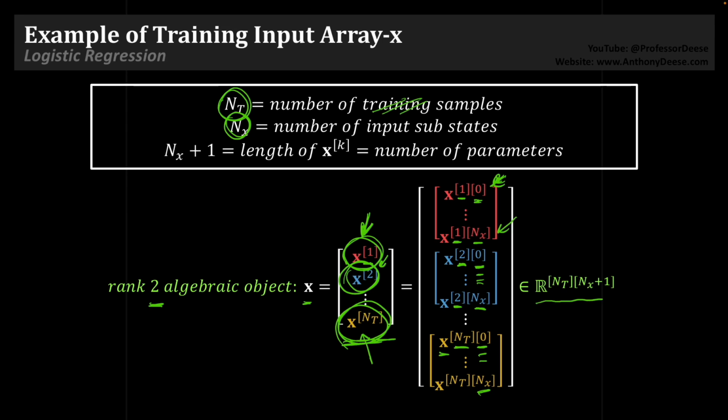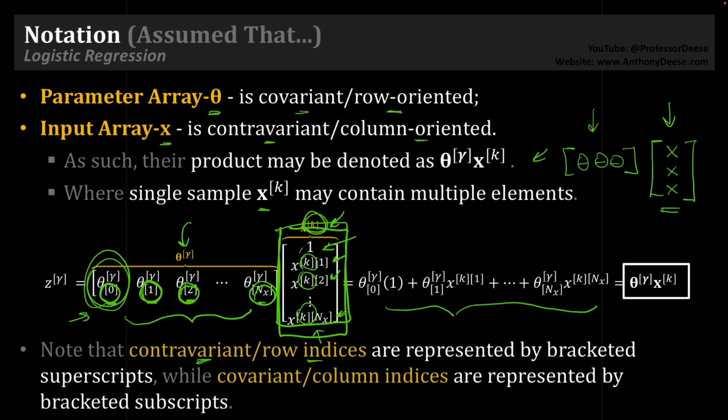So the size of this algebraic object should be, it has 2 contravariant sizes. We have a length along 2 contravariant ranks. The length along the first rank is n sub t, which is the number of samples or number of training samples. And then the second is n_x plus 1. The reason for that is because we start off with the 0th element instead of the first. So the number of parameters is really 1 more than the number of states, assuming that we don't count this number 1 here as an input state.